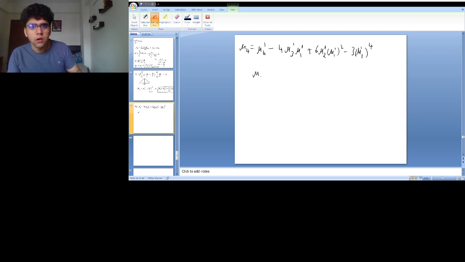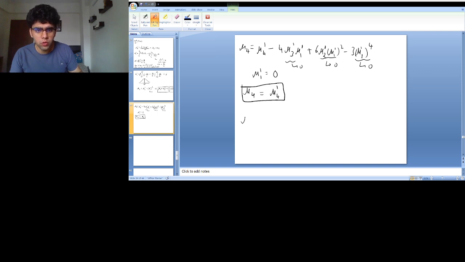Now we know that the first moment with respect to the origin is equal to 0. So the fourth moment with respect to the mean gets reduced to this, because all of this is 0. This is 0, this is 0, and this is also 0. So we just need to find this, the fourth moment with respect to the origin, or E of x minus 0 to the power 4, or E of x to the power 4. Let me just draw another bracket so that you don't get confused here. So this is that.